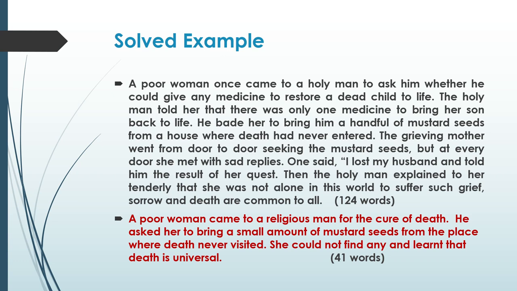She could not find any. Now, this is the crux of all that she went over there and asked this and that. I just reduced it to the central point. I said that she could not find any and learned that death is universal. I deliberately did not say death was universal because this is the universal truth, so that's why present tense. So I have reduced it to 41 words, exactly what I wanted. It is one third of the entire passage. Now this is what I had to do. Now this is the juice of the three oranges.